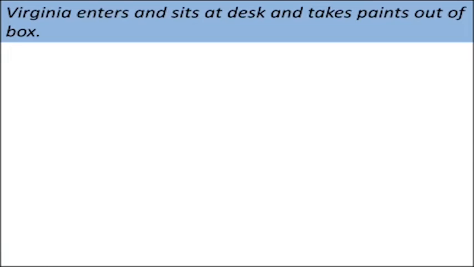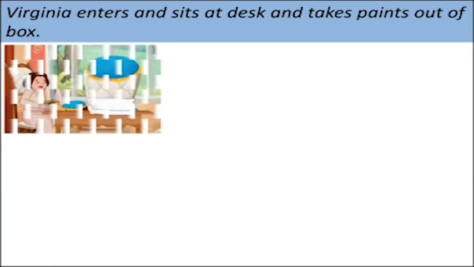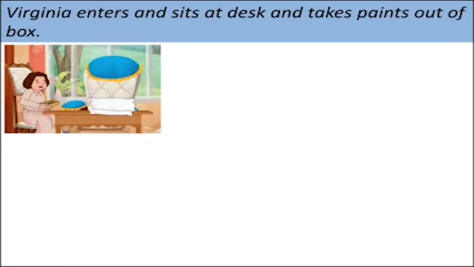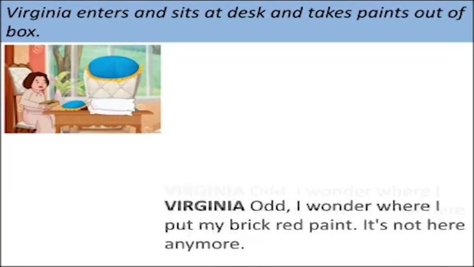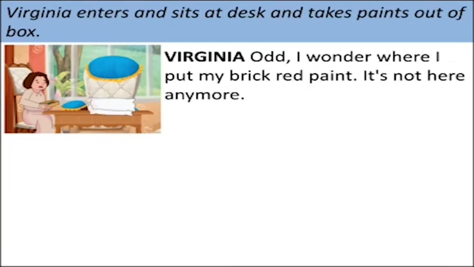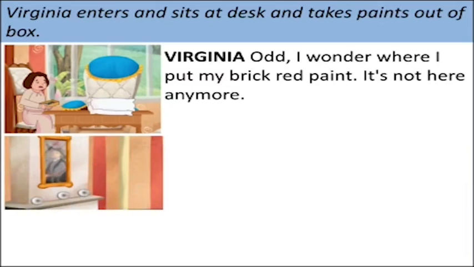Virginia enters and sits at the desk and takes paints out of the box. Here in this scene we can see that Virginia is taking the paints out from her box. Virginia says, "Odd, I wonder where I put my brick red paint. It's not here anymore." So Virginia is shocked to see that her brick red paint was not there in the box of colors.